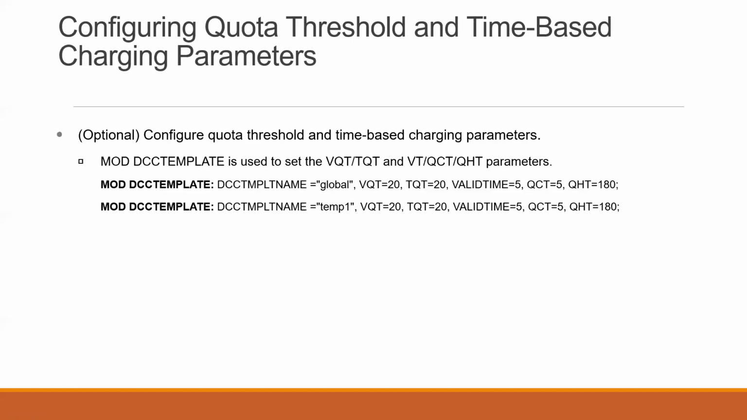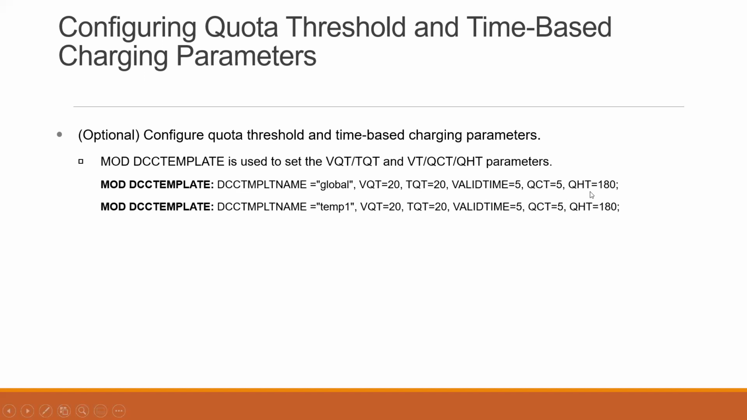These are the different values of the quotas and the different configuration of parameters which we discussed. These are again bound to a DCC template. So you can modify a global DCC template and specify the volume quota threshold, the time quota threshold, the validity time, the quota consumption time, and the quota holding time. This can be done for the global template, and for your user-defined template as well.